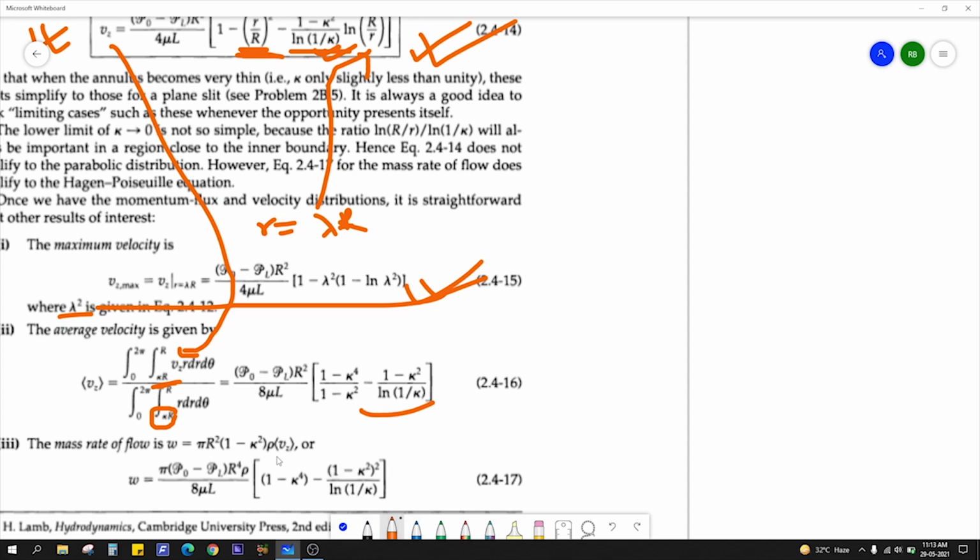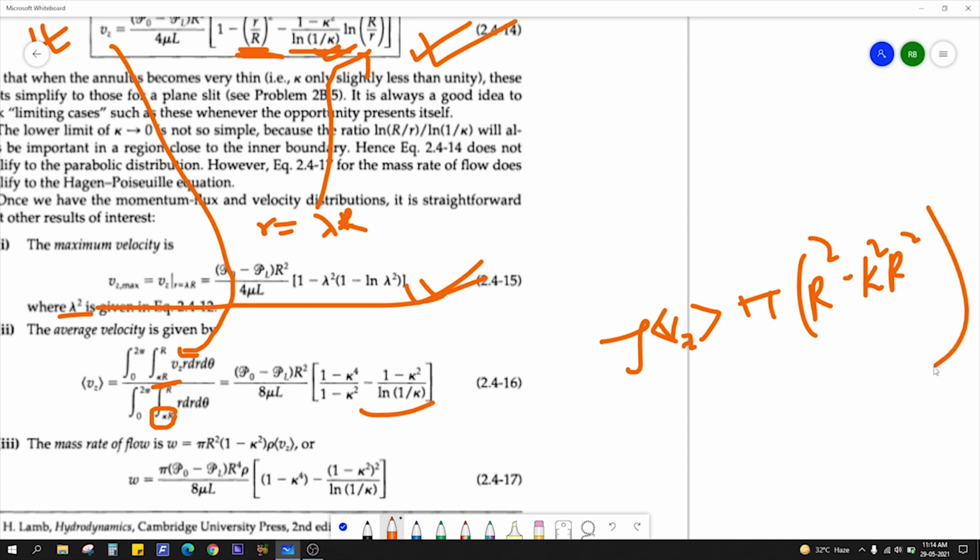And mass flow rate, what is mass flow rate? Rho times average velocity times area. So what is the area of flow? Annulus region, pi r square minus kappa square r square. This is the annulus flow. This is how you calculate. You can take r square common, so you will get pi r square into 1 minus kappa square, and rho into average velocity. You simply put it from this, and you will get the mass flow rate.